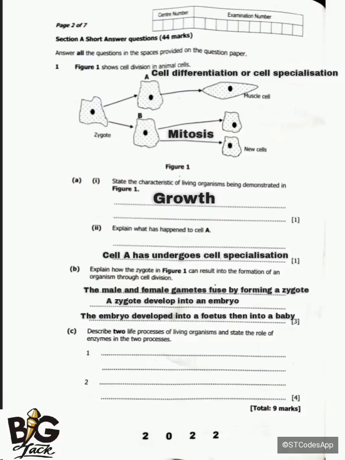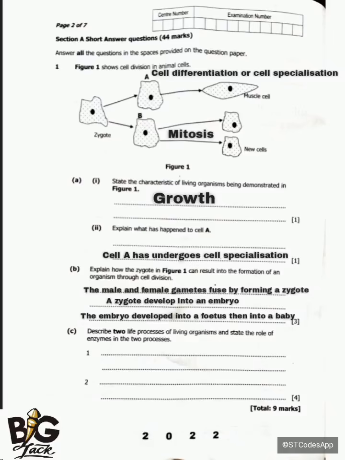So here I was saying the male gamete and the female gamete fuse to form a zygote. Then the zygote develops to form an embryo. Then an embryo develops to form a fetus. Then the last one, a fetus now develops into a baby, which is an organism. Okay, so that one is 3 marks.